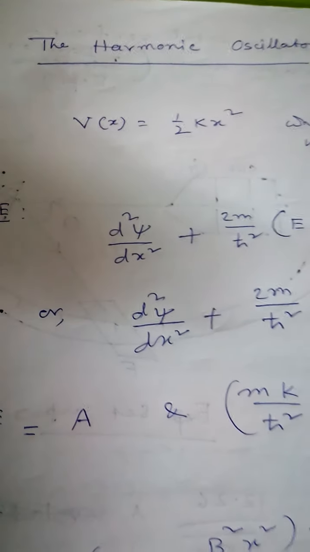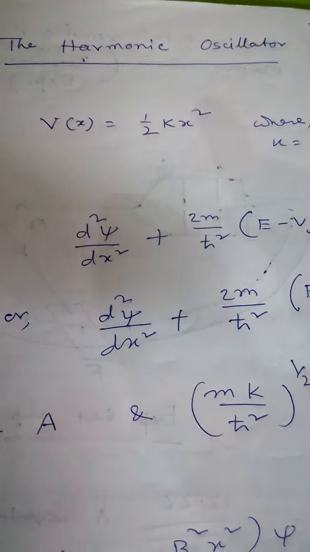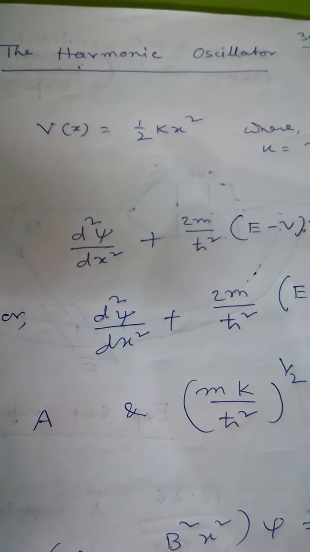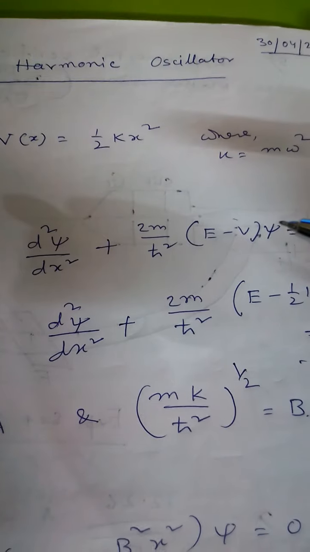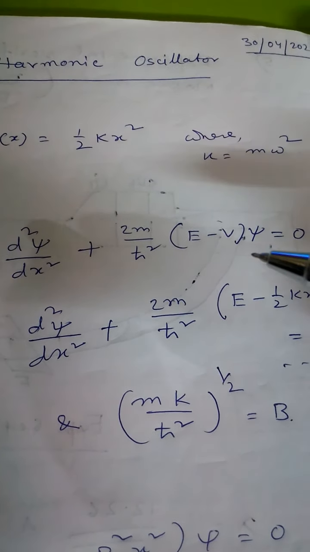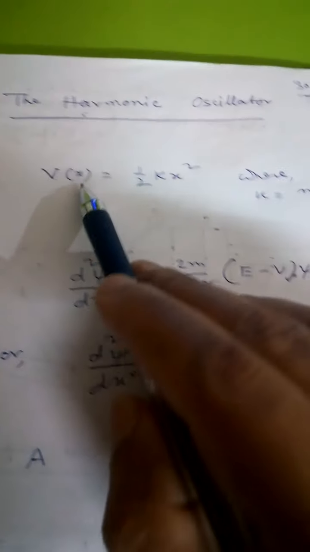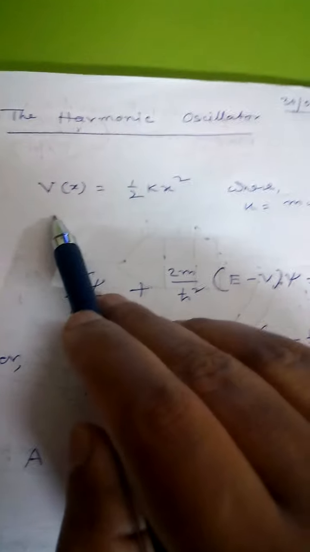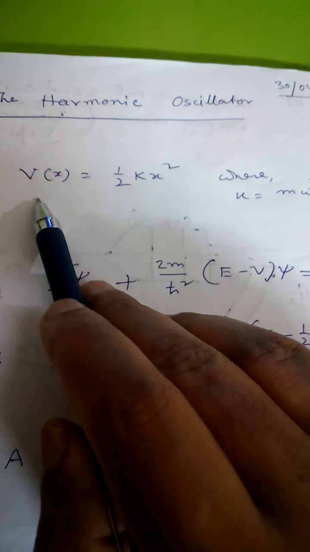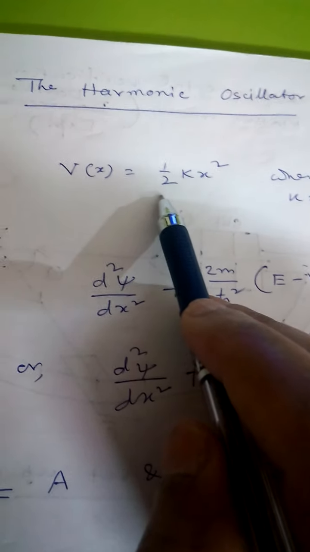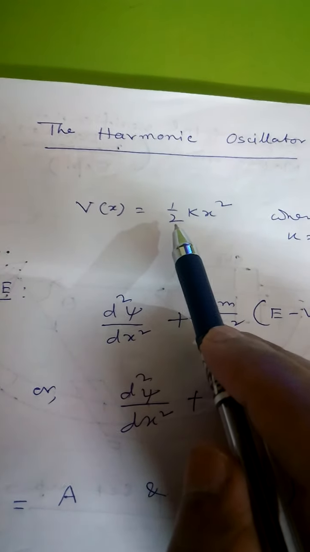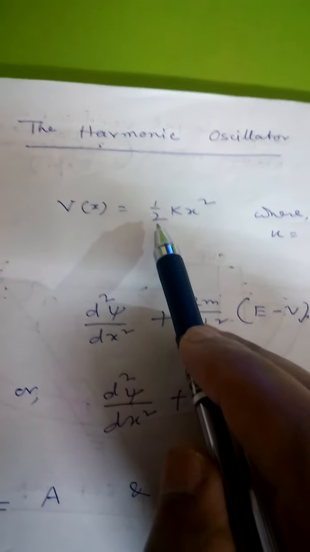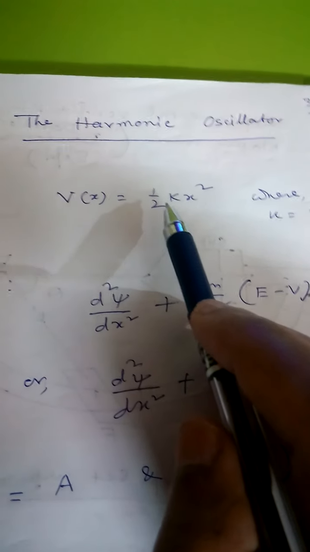The only difference is that here the classical oscillator concept should be converted into a quantum mechanical oscillator by using the Schrodinger equation. Okay, so this is the classical oscillator potential energy. So the quantum mechanical harmonic oscillator is the quantum mechanical analog of the classical harmonic oscillator.